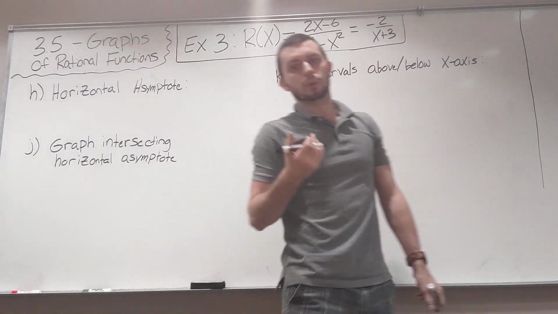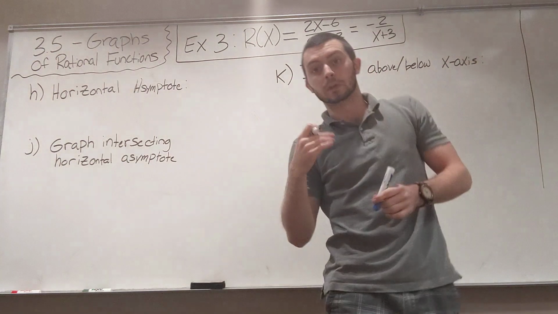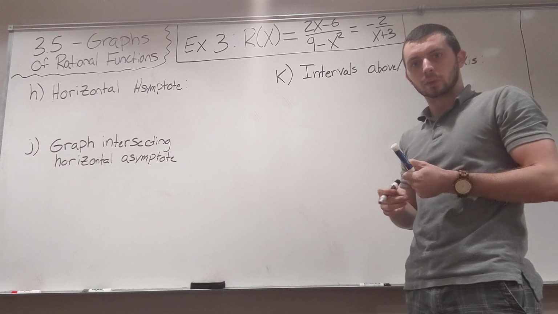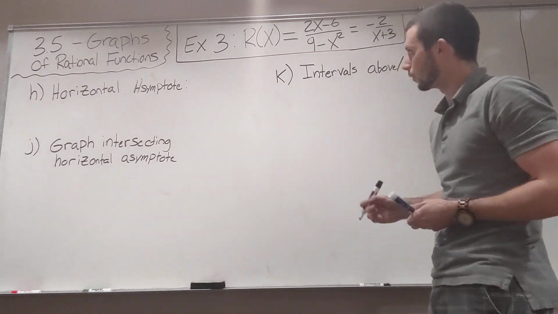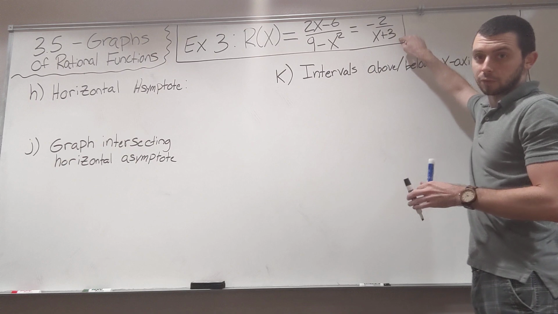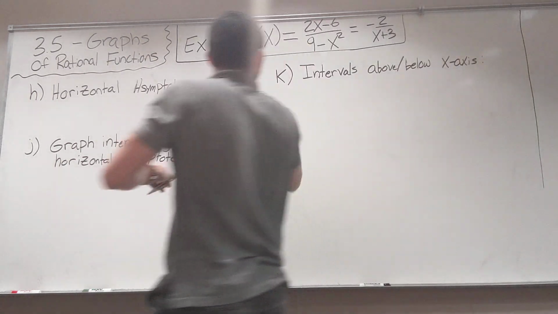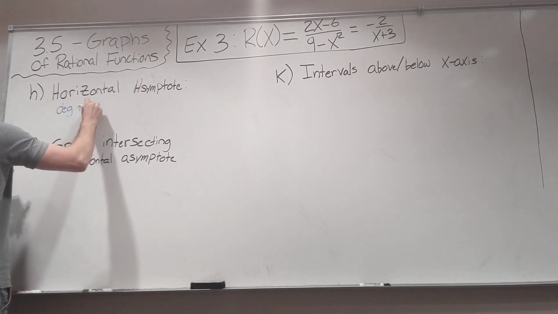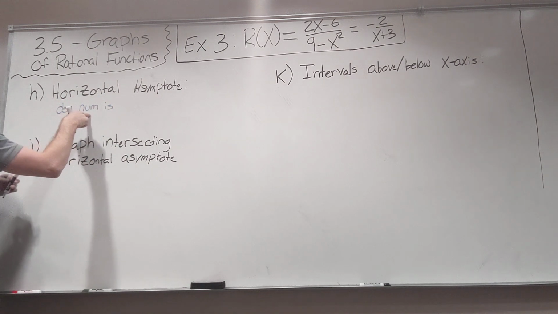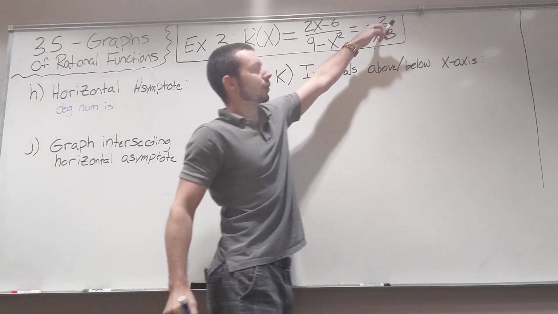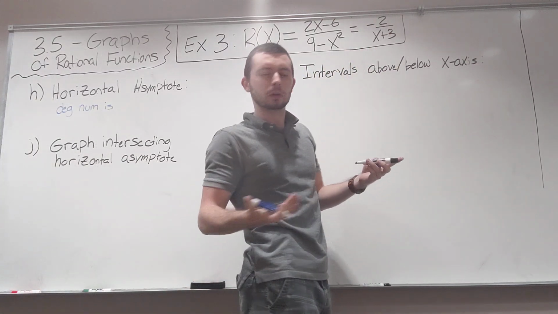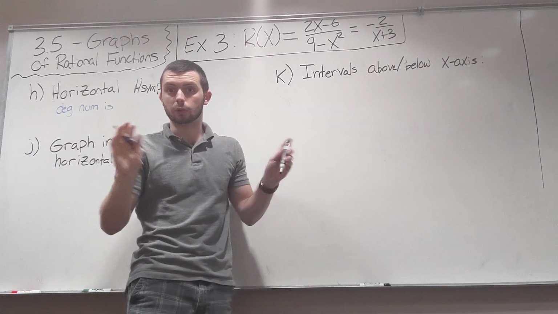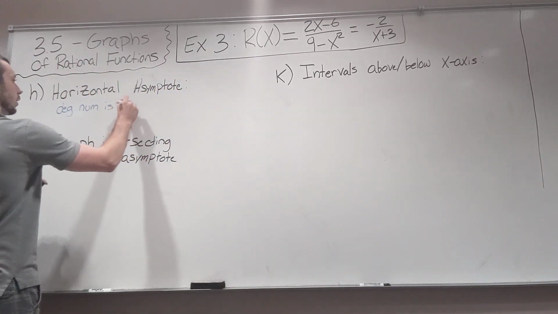And now we're going to move on to part H, which is asking for the horizontal asymptotes. The horizontal asymptote requires comparing the degrees of the numerator and the denominator. I went ahead and wrote down the simplified form up here. If we look at that form, the degree of the numerator, you might notice the numerator is just -2. That's understood to have a degree of 0. There's no variable, so the degree is actually 0.